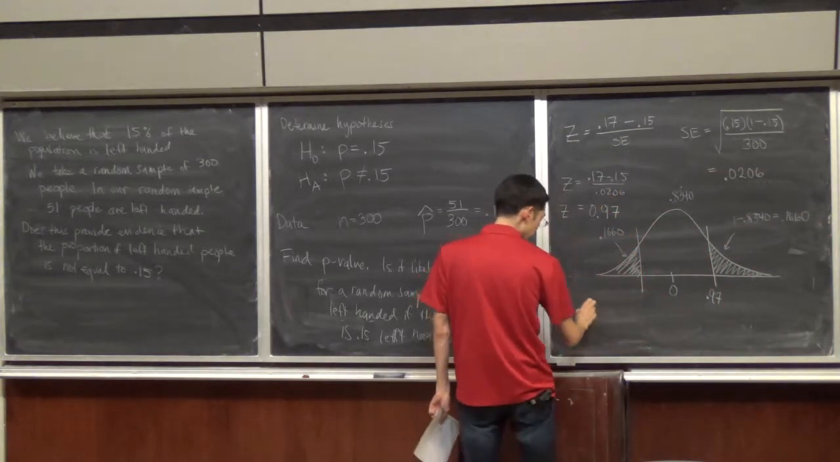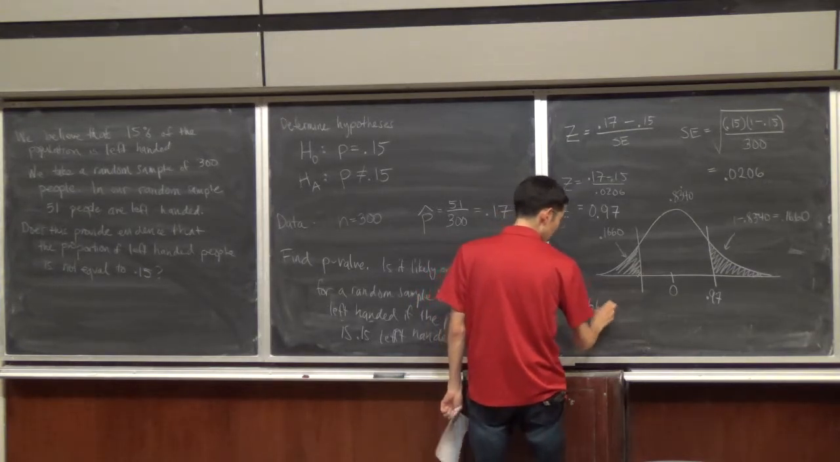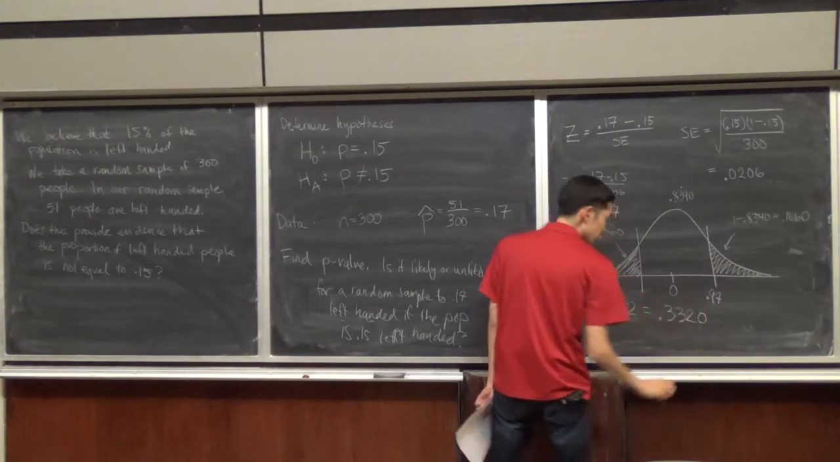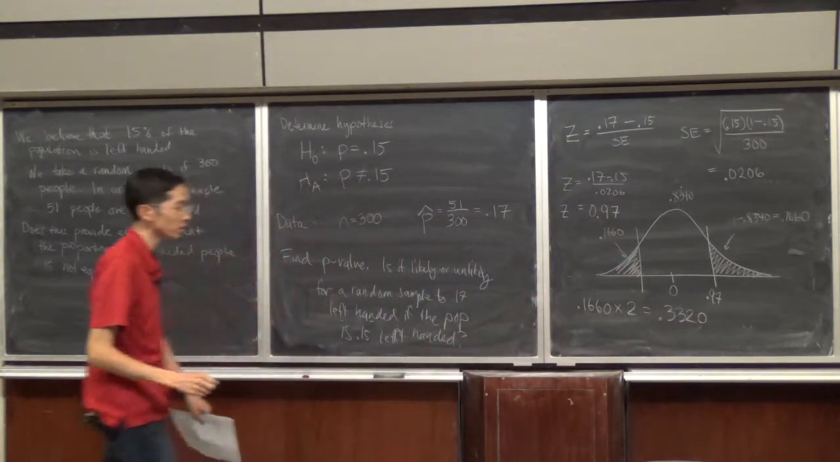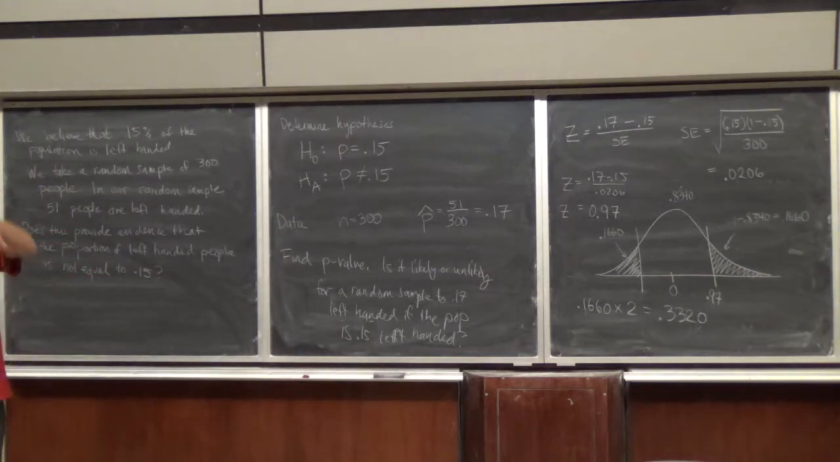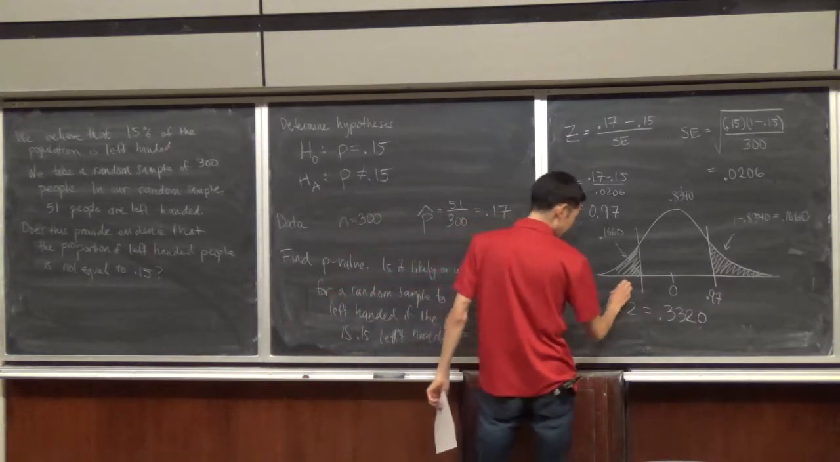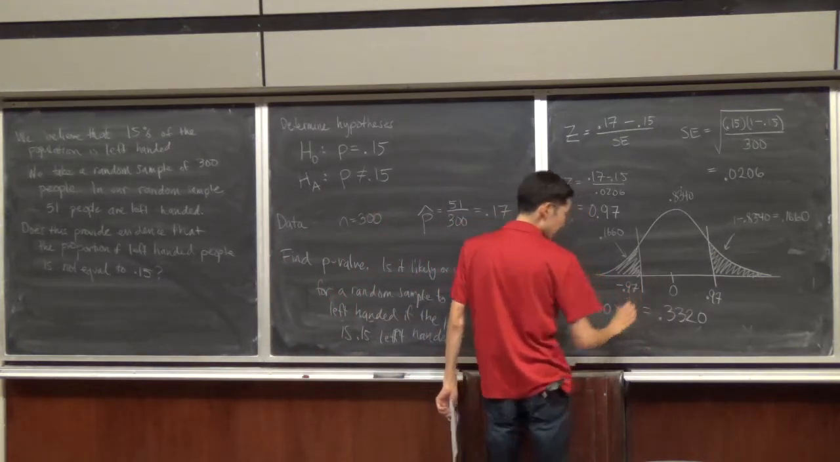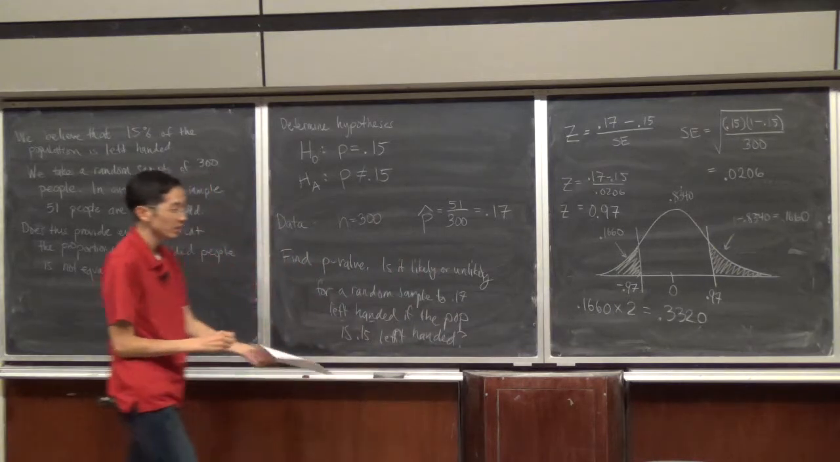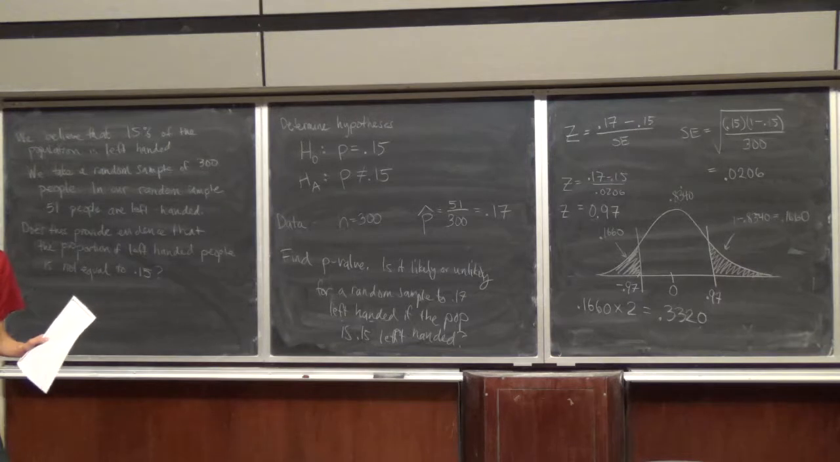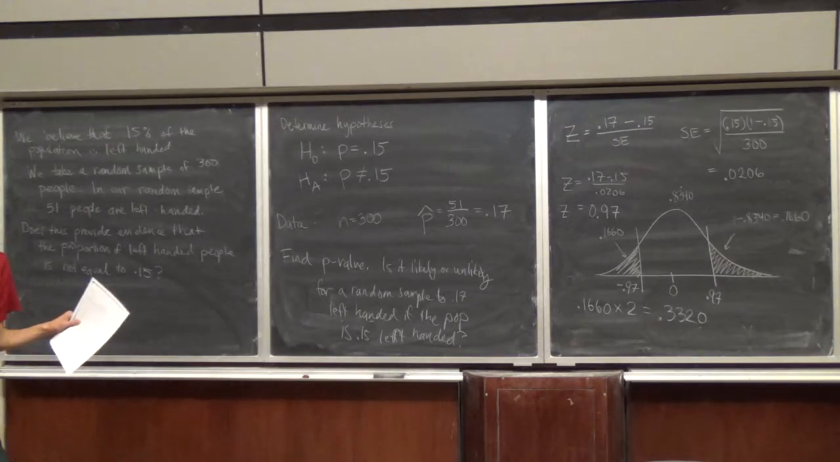So 0.1660 times 2 is 0.3320. I want to make sure everybody's okay with this, so I'll give you a moment. Make sure you can figure out getting 0.1660 and 0.3320 on your own, and if not, raise your hand.